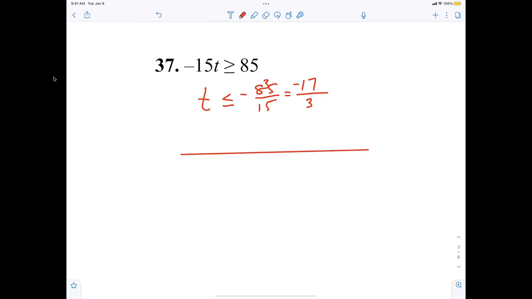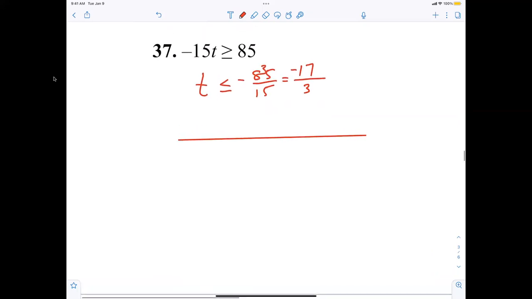I'm trying to help. And then on a number line, you do negative 17 over 3 and then 17 over 3. And then you have a closed circle going to the left on negative 17. Good. I don't want you playing around. All right. I mean it.